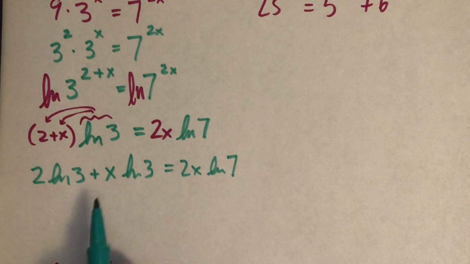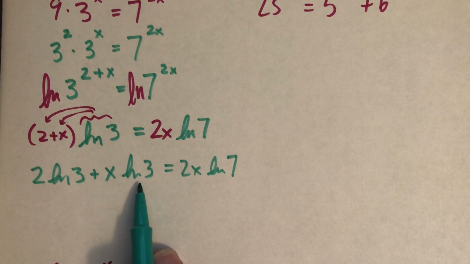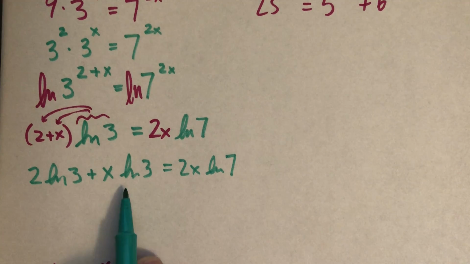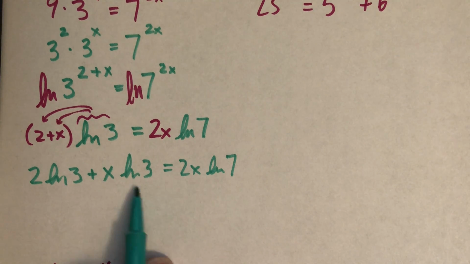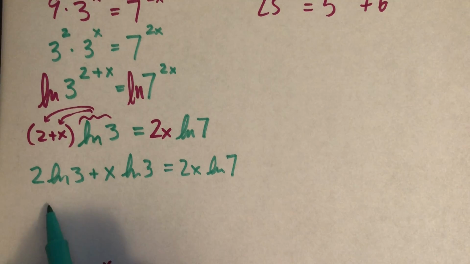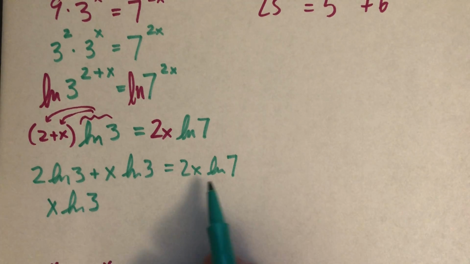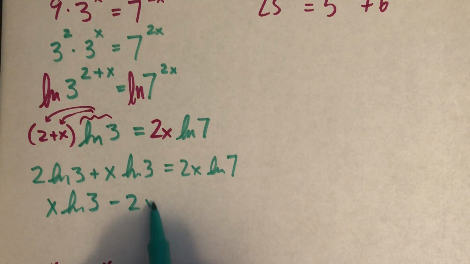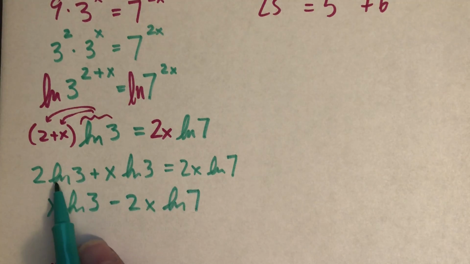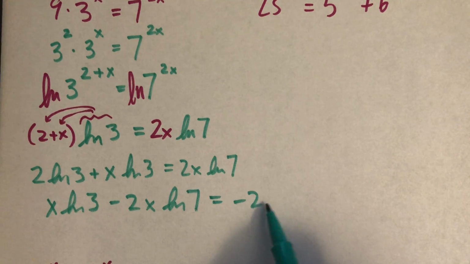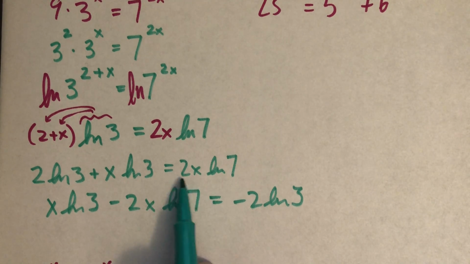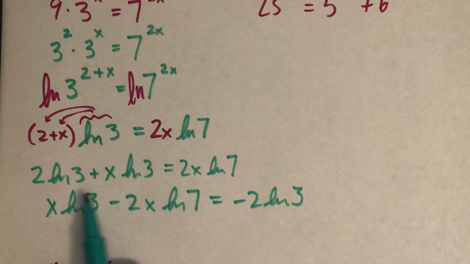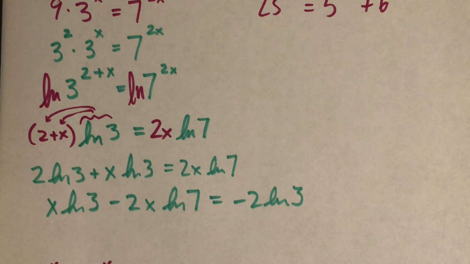Okay, that didn't go anywhere. So now we want to get all these x terms by themselves, right? So maybe we could subtract that from both sides. Let's have our x terms on the left side. So I've got x natural log 3 minus 2x natural log 7, and then let's get the other terms on the other side. Really we just subtracted this from both sides, and we subtracted this from both sides.